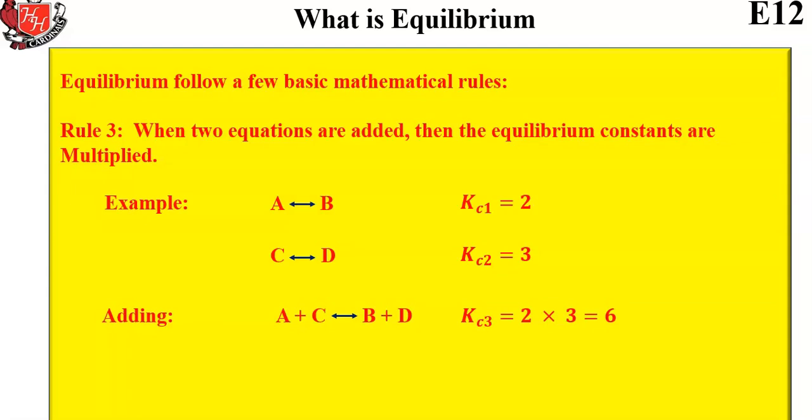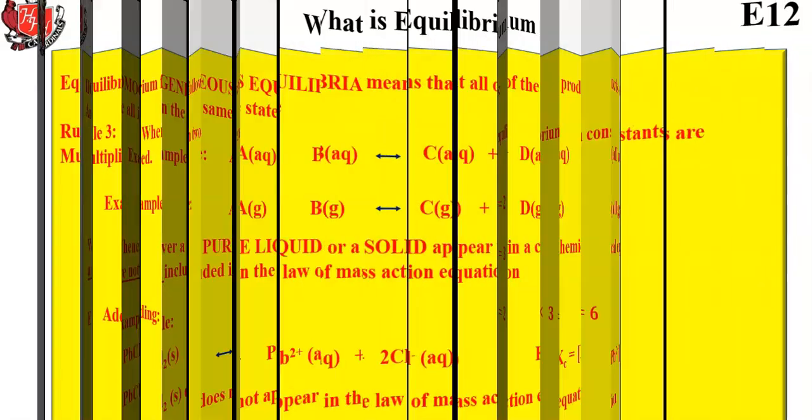Rule 3, when two equations are added, then the equilibrium constants are multiplied. So if you took those simple equations A to B and the second reaction C to D and you added them, so you have A plus C produces B plus D, then what you do to their individual equilibrium constants is you multiply them to get the equilibrium constant for the combined reaction. So these are just some basic rules to know and to learn as to how equilibrium constants change when you change the equations in some fashion.